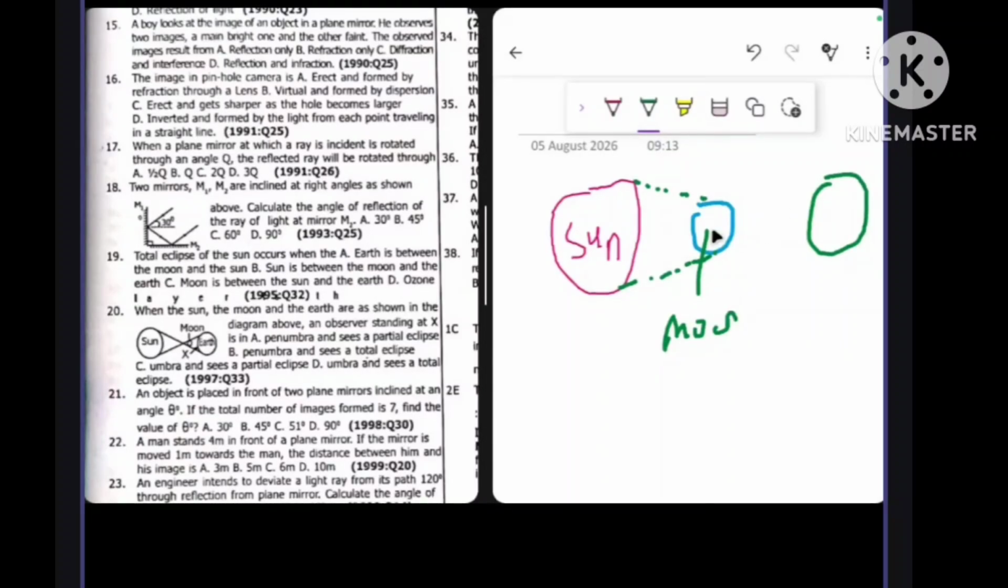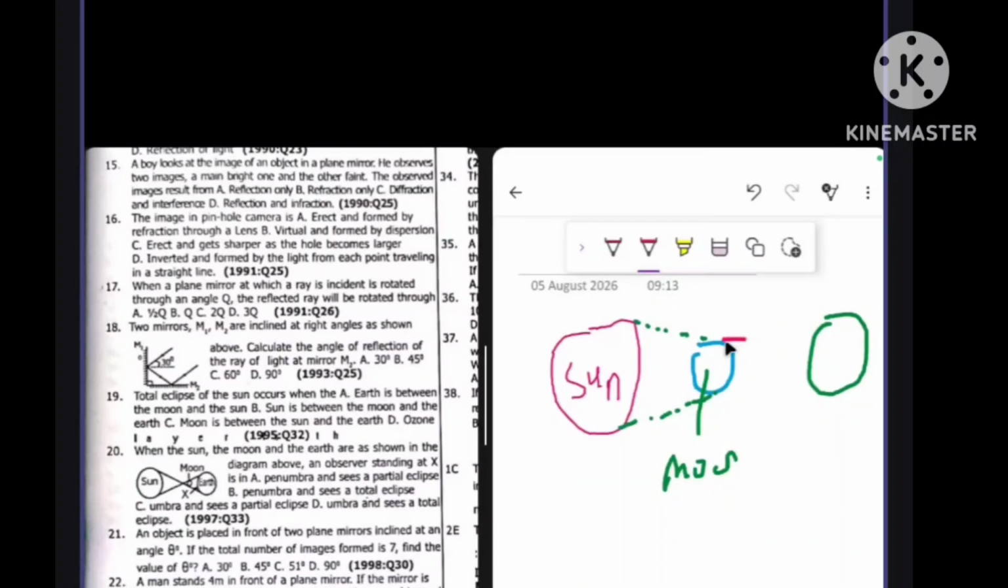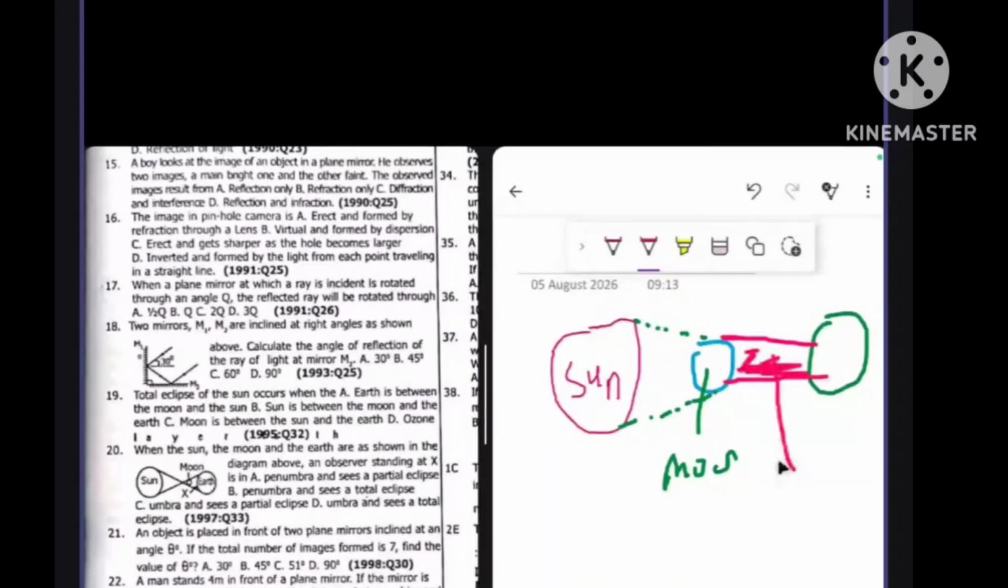Now, based on the fact that the moon is opaque, what am I going to have? I am going to have a dark shadow cast by the moon. So let us draw our shadow that is cast by the moon on the earth. So this is the dark shadow cast by the moon. And what is this dark shadow called? It is called the umbra.